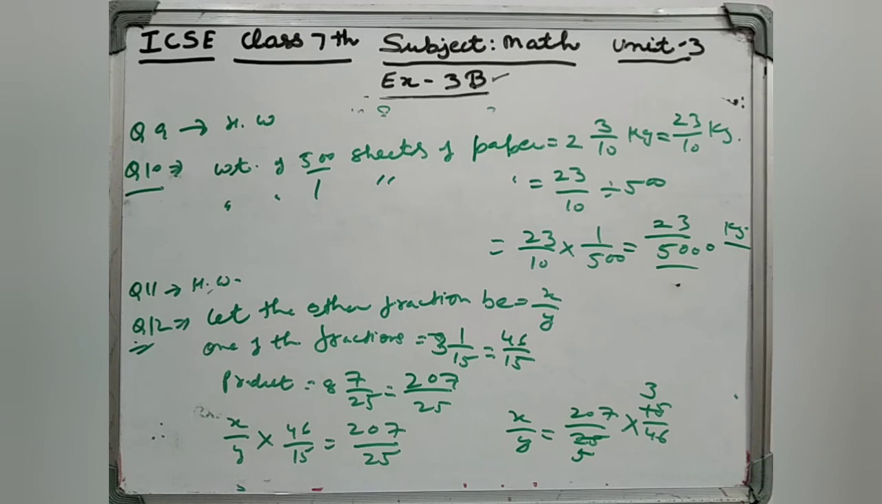Now we have to find what common table they can do. 23 2s are 46, 23 9s are 207. Right? 9 3s are 27 upon 10. Right? 2 7 upon 10 would be our final answer.